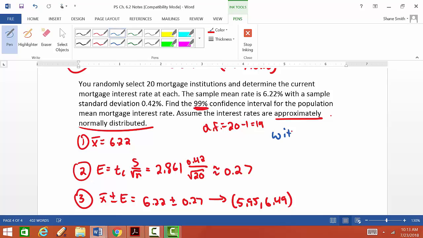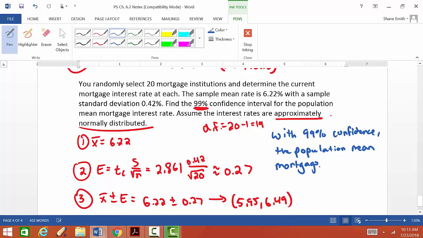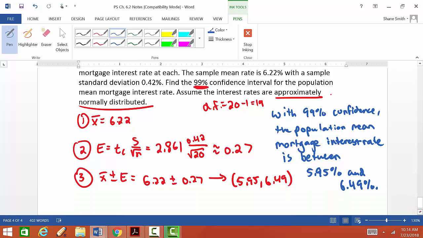So, as always, we'll write the sentence: 99% confidence, the population mean mortgage interest rate is between 5.95% and 6.49%. And that's it.